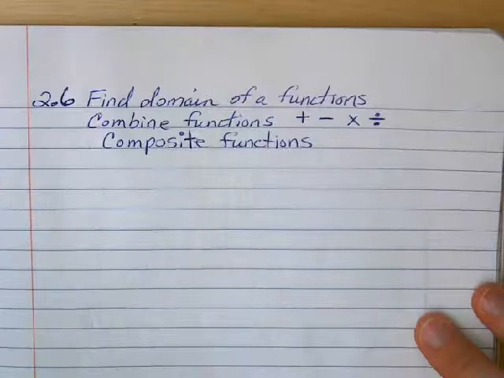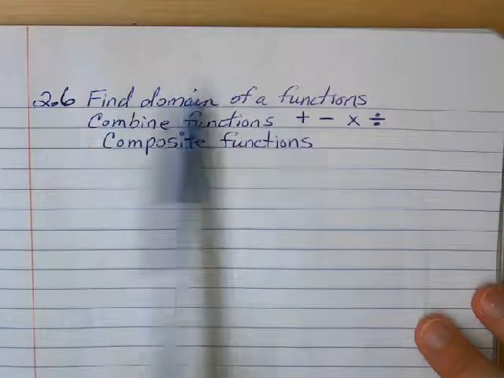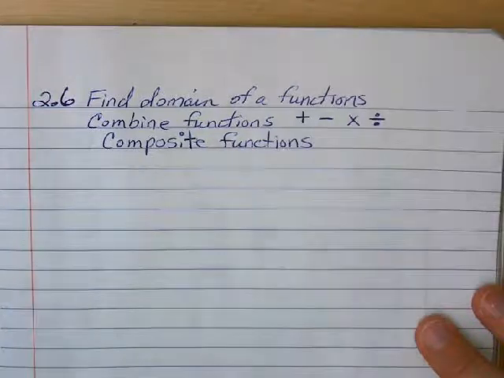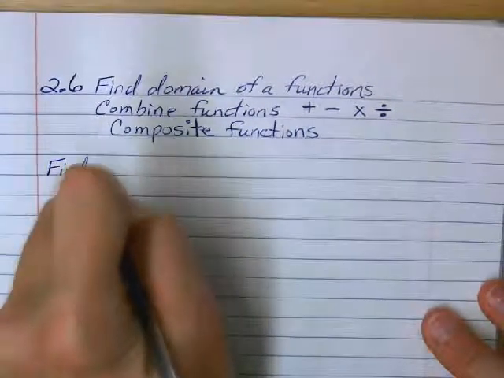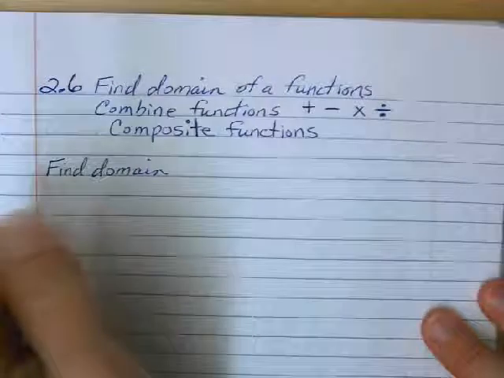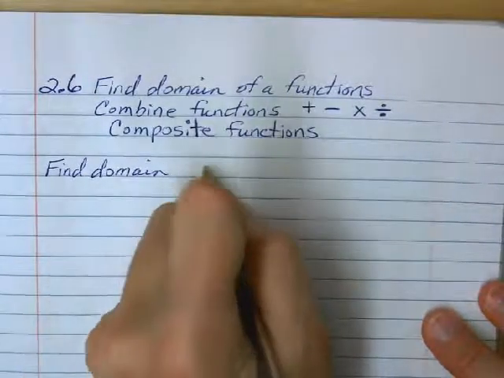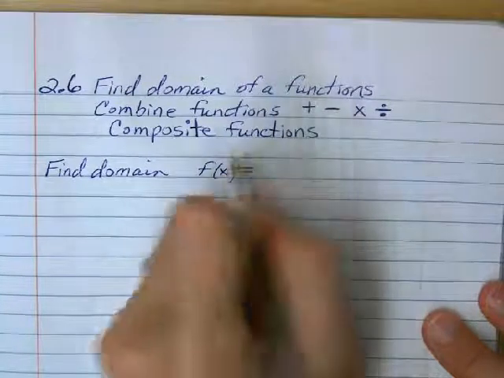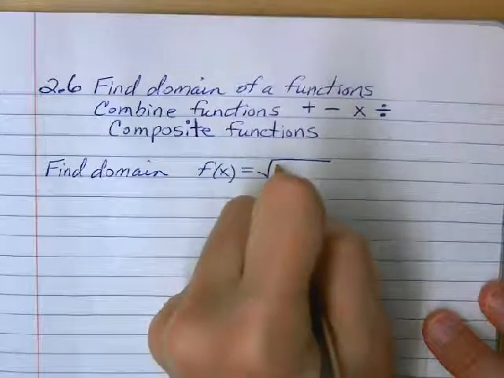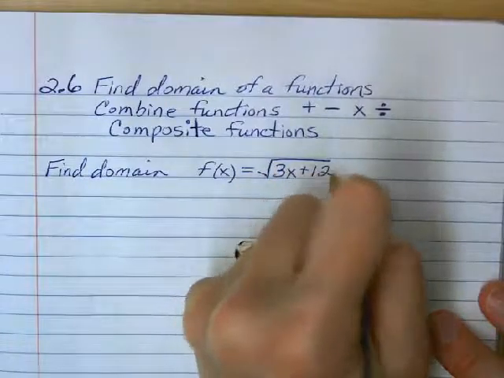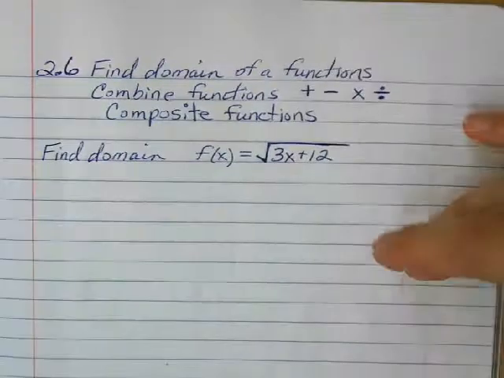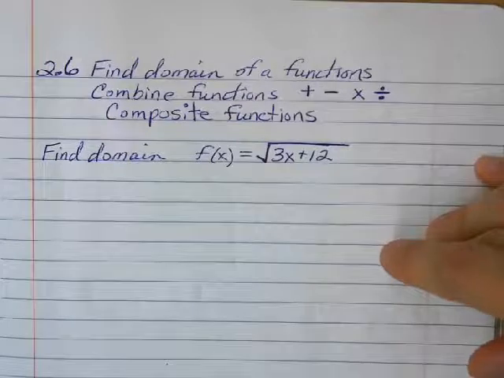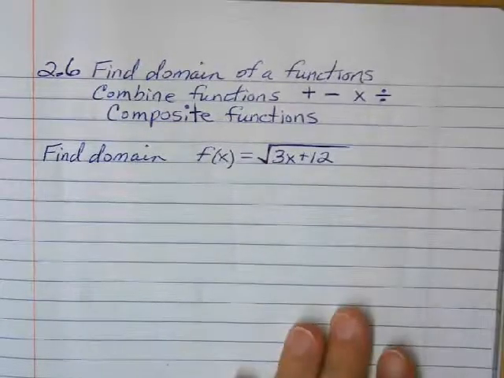So earlier this year, we've already found domain and range, but a lot of times you just look at the graph and say, what's the domain of this picture and what's the range of this picture? Well, now it's not going to be a picture. They're just going to say, find the domain, and they'll give you an equation. Find the domain of f of x equals square root of 3x plus 12. So this time it's not a picture. It's find the domain of this equation.